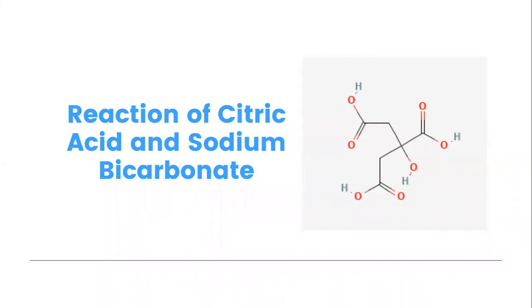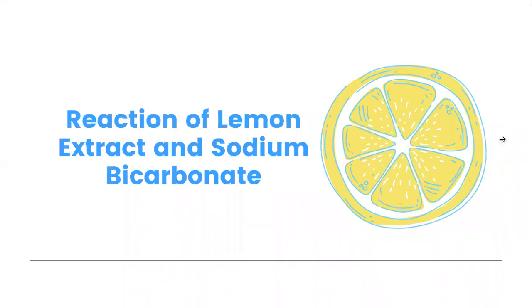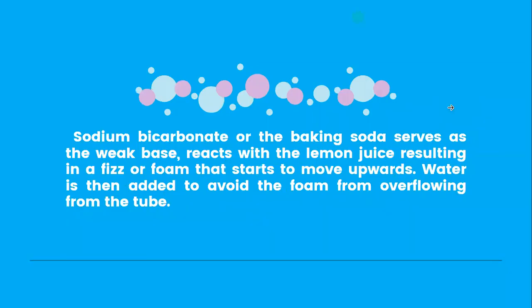As for the reaction of citric acid and sodium bicarbonate, when powdered citric acid and sodium bicarbonate are mixed, no chemical reaction occurs. However, when water is added to the mixture, it begins to react and bubbles are formed. Compared to the other reaction, wherein lemon extract is used as a substitute for citric acid and mixed with sodium bicarbonate that acts as a weak base, it begins to react with the lemon extract, resulting in a fizz or foam that starts to move upward. Subsequently, water is added, resulting in prevention of overflowing of the foam from the tube.